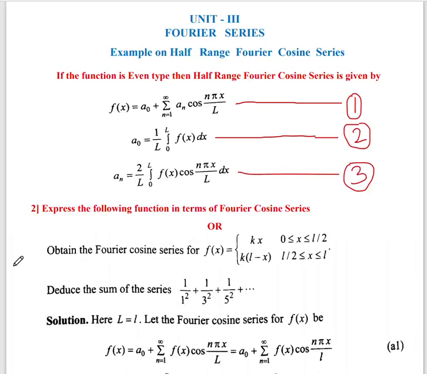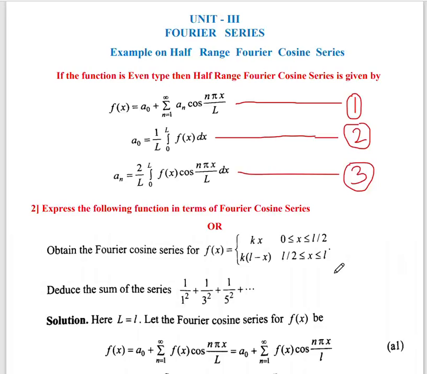What is the question? Express the following function in terms of the Fourier cosine series. Or there may be the question in another form. Obtain a Fourier cosine series for the function f of x equal to kx, where x lies between 0 to L by 2, and k into L minus x, where x lies between L by 2 to L. Also we have to deduce the series 1 upon 1 square plus 1 upon 3 square plus 1 upon 5 square and so on. So this is the problem.